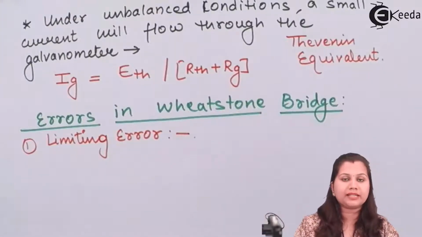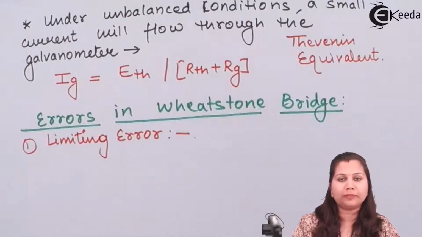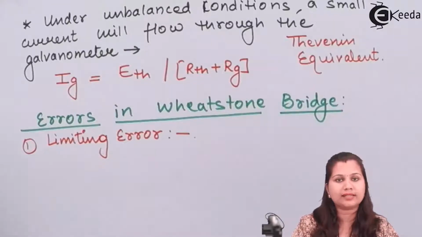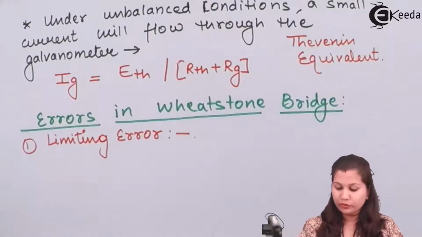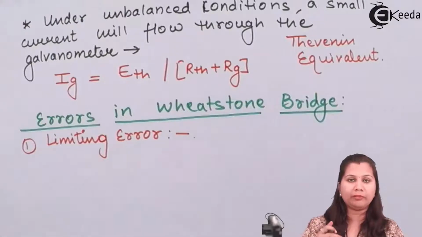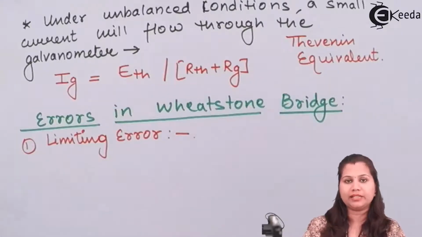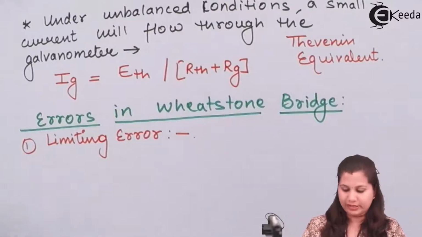The percentage limiting error in the measurement of the unknown resistance will be equal to the percentage limiting errors in the resistances like P, Q and the standard resistance. So by using that formula, P upon Q equals R upon S, and R equals P by Q into S, in that formula we are going to write the percentage limiting errors in the resistances P, Q and S, and through that we can calculate the percentage limiting error which has occurred in the measurement of that unknown resistance.